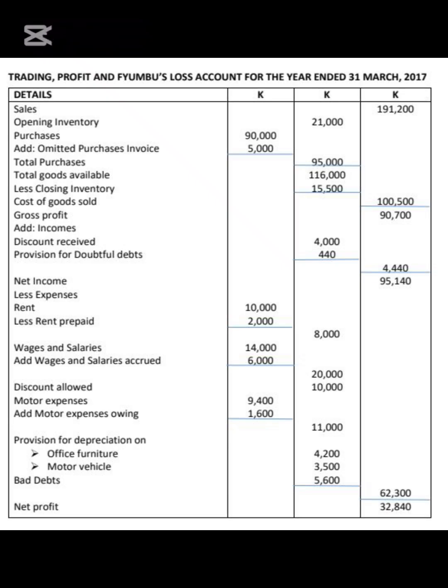I hope you are following with these adjustments. This is the most crucial part. If you miss this out, you are going to have difficulties in doing it by yourself.